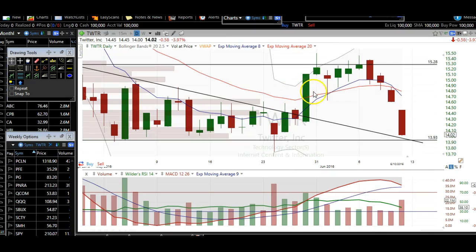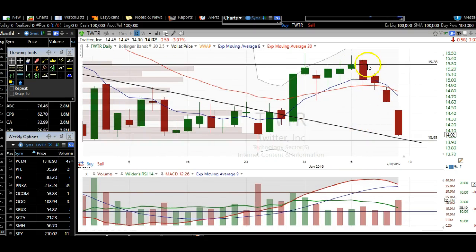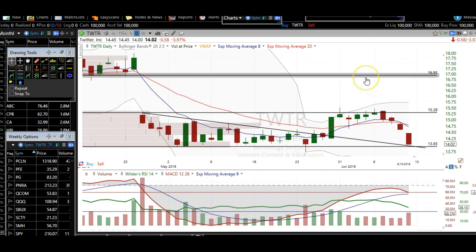Twitter, we liked it for a long once it broke out of this downtrend line right here. As it struggled here, we liked it for a short. Once we got this bearish engulfing candle right here, as you can see, it could not break over these highs. And then we got that signal right here that it was time to go short on Twitter. We mentioned that live in the chat room.